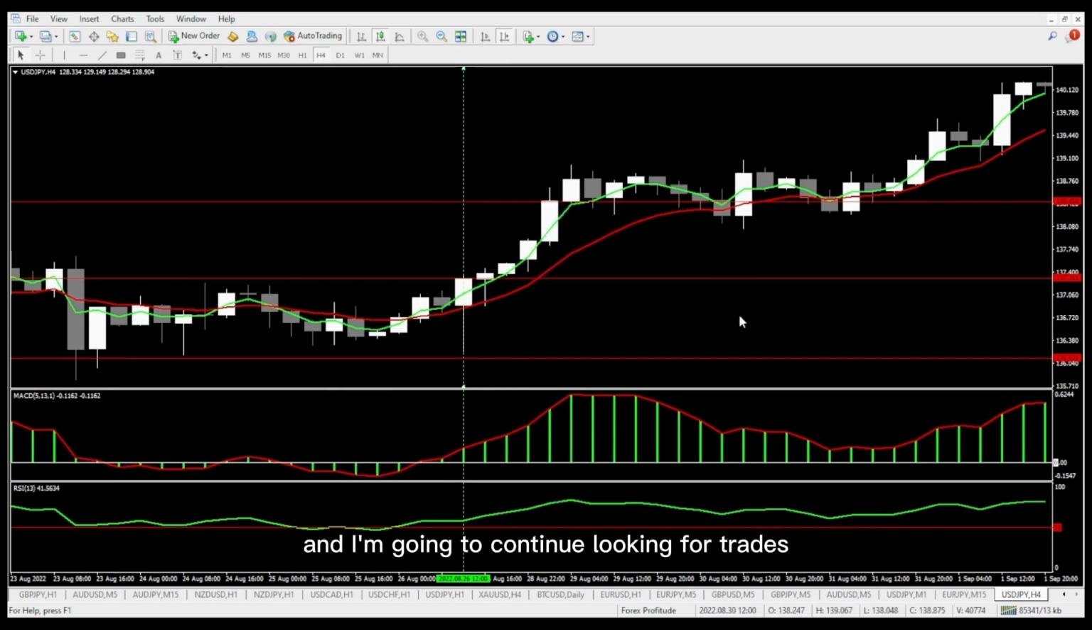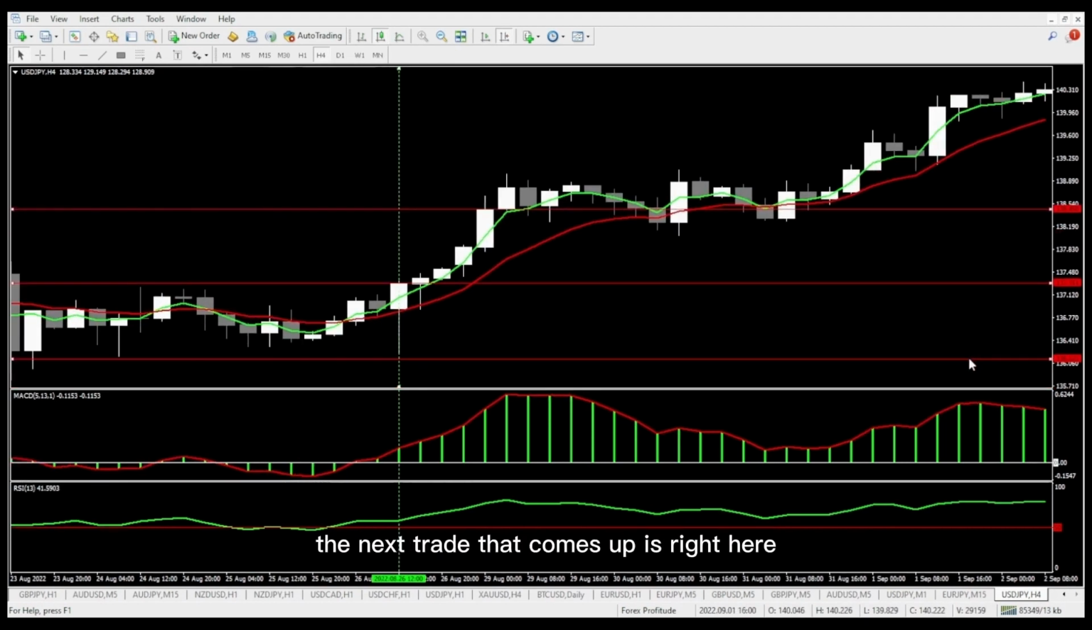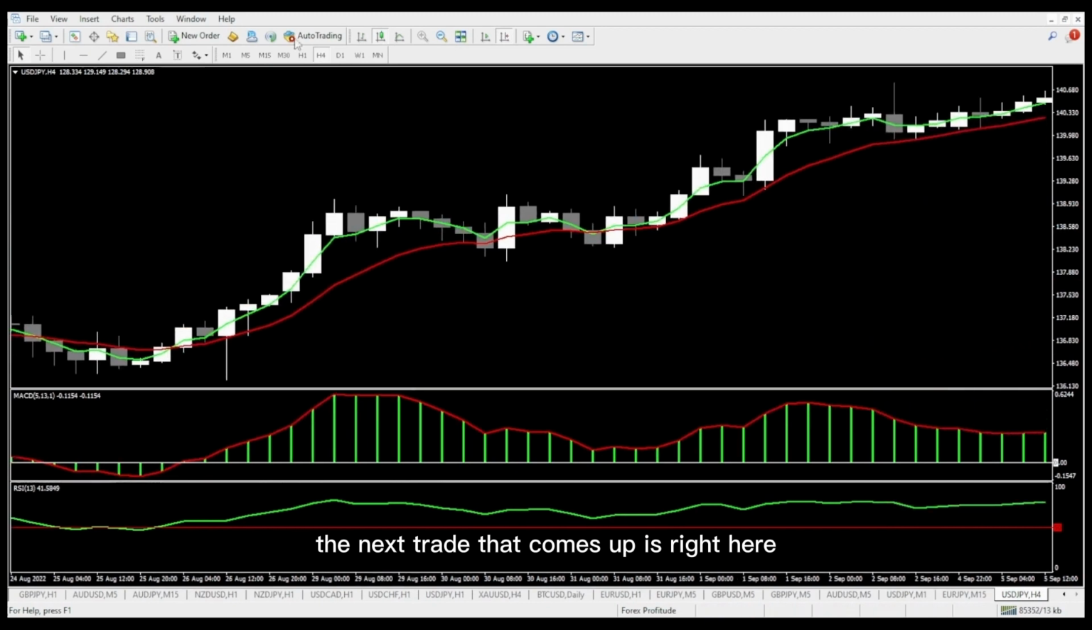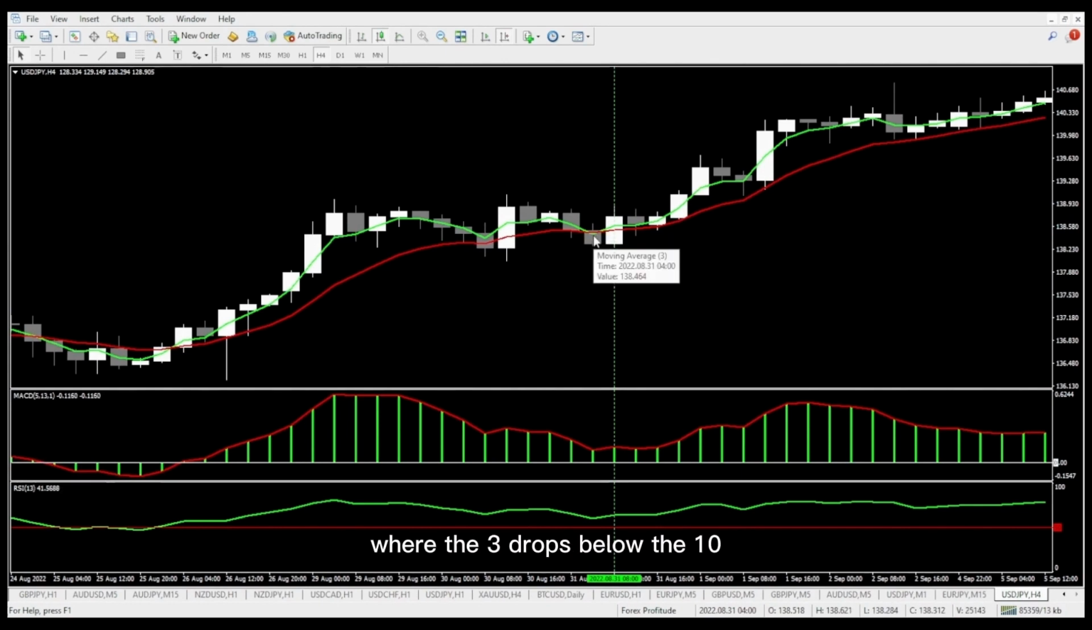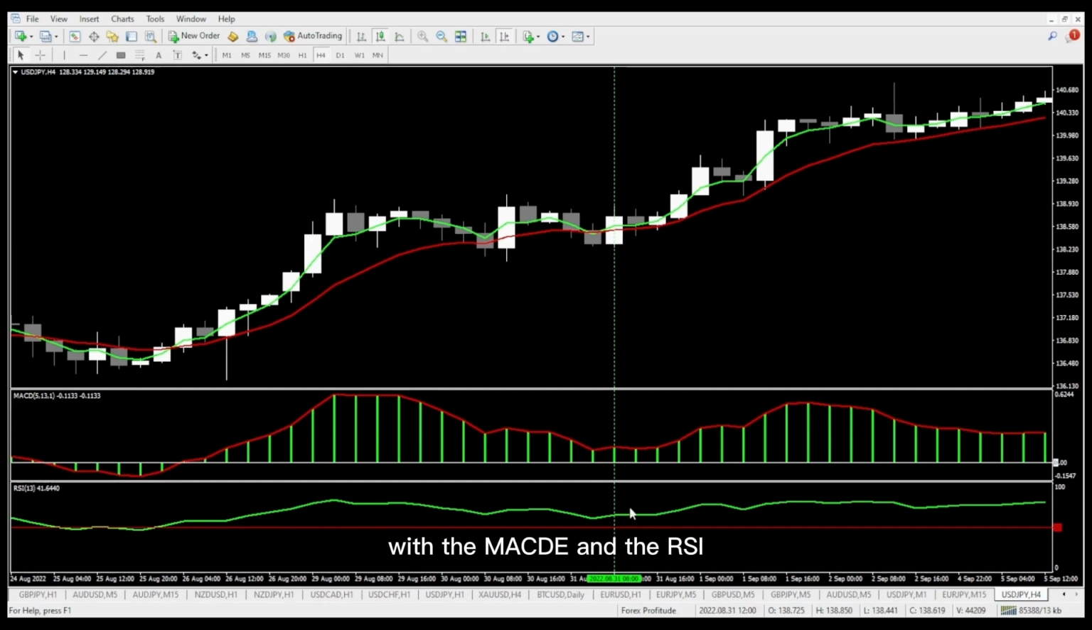And I'm going to continue looking for trades in that trending direction because we have that higher time frame trend being up. The next trade that comes up is right here. We get this little section right in here where the 3 drops below the 10. So now we have 3 sets of indicators not 100% in agreement. And on this next candle, we get a bullish candle and the moving averages now are in agreement with the MACD and the RSI, giving us that signal to go long.